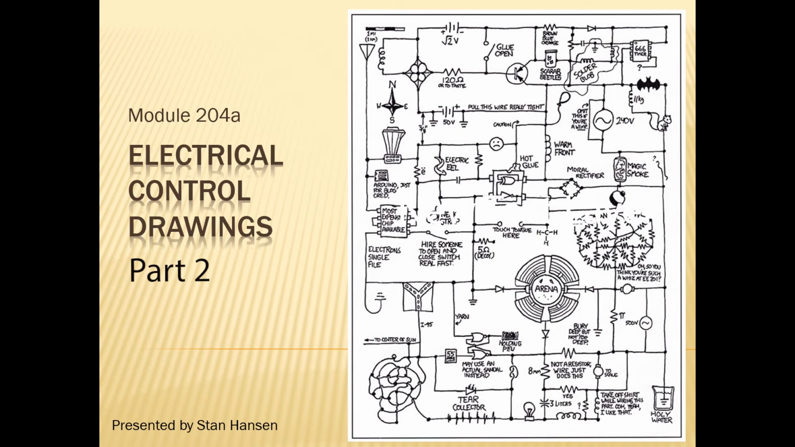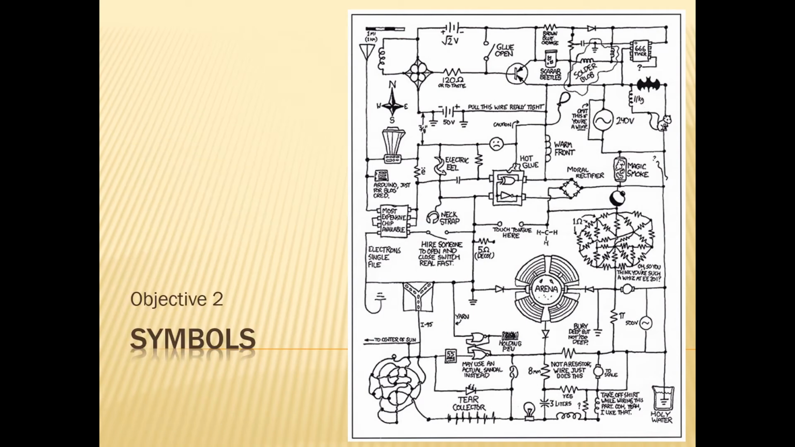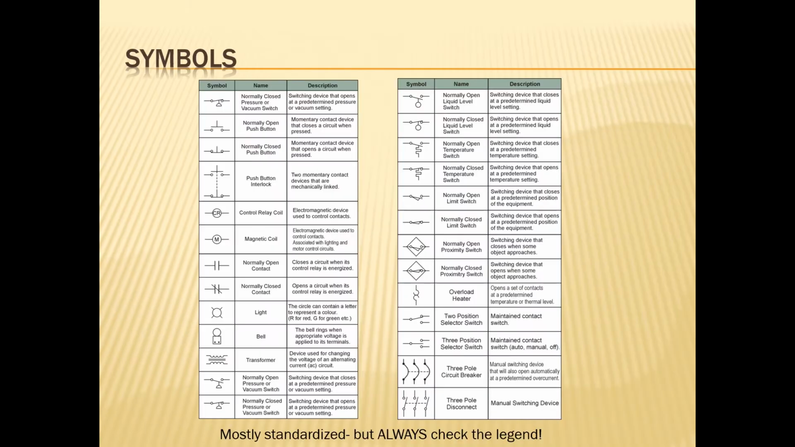Welcome to Module 204A. Once we are familiar with the different types of drawings that we have, we can move on to looking at how those drawings are organized and the symbologies that are used within them. We should already be able to recognize a number of the different symbols that are on these charts already. However, I will be dealing with certain specific symbols that we will be looking at as we go through our motor controls.